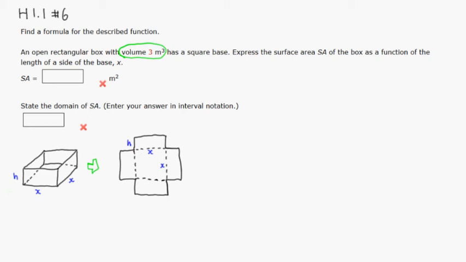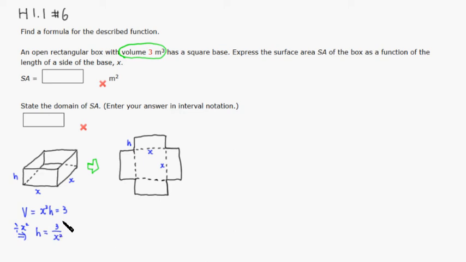We know that the box has a volume, so V has to be equal to the base times the height. The base is x squared, so the volume is x squared times h, and this is supposed to be 3. Then we can use that to express h in terms of x. We can just divide through by x squared, so h is the same thing as 3 over x squared.